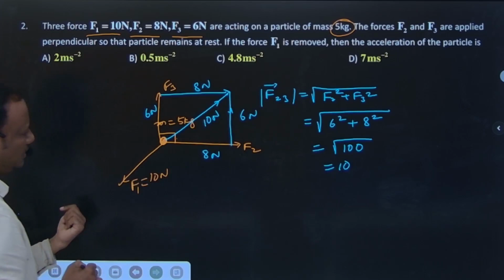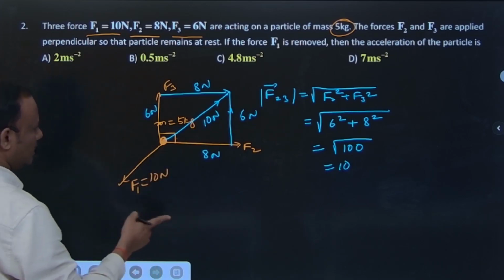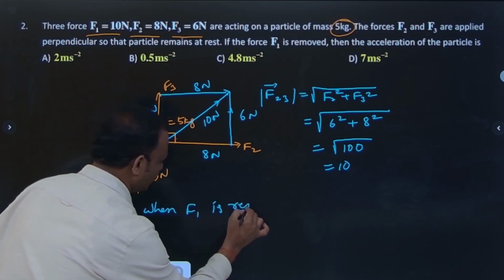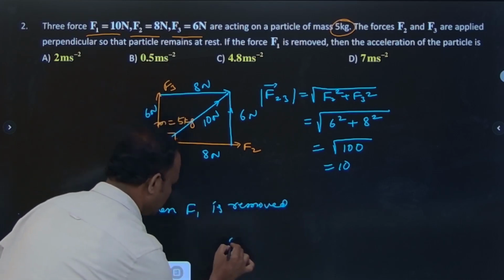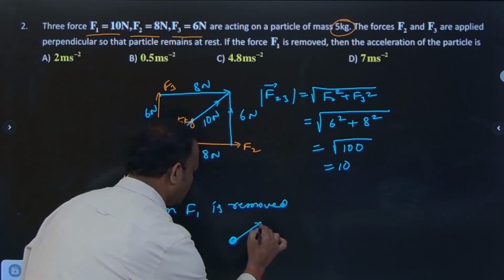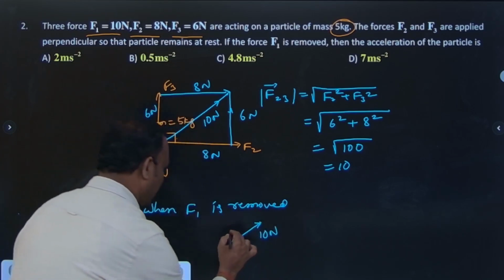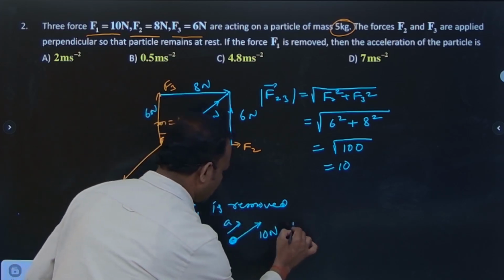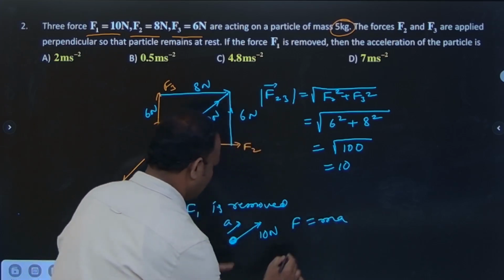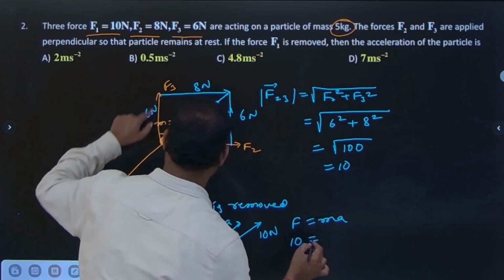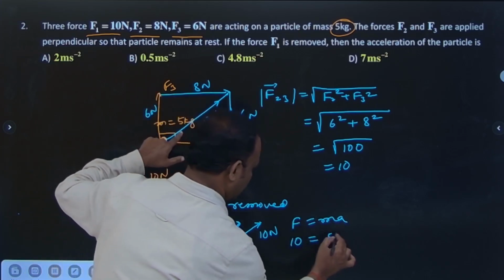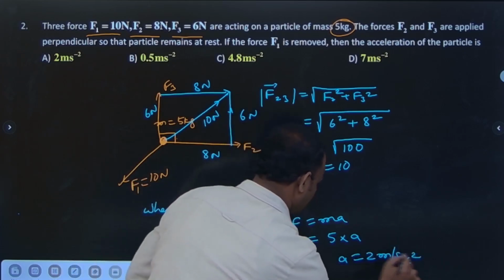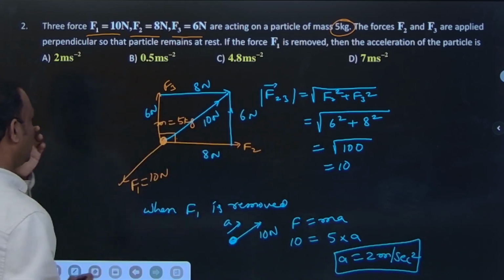So already this is there as 10 Newton. That's what it is in equilibrium. Now when F1 is removed, the net force is 10 Newton on the mass. Then F is equal to M into A. F net is 10, mass is 5 kg into A. So then A is equal to 2 meter per second square.